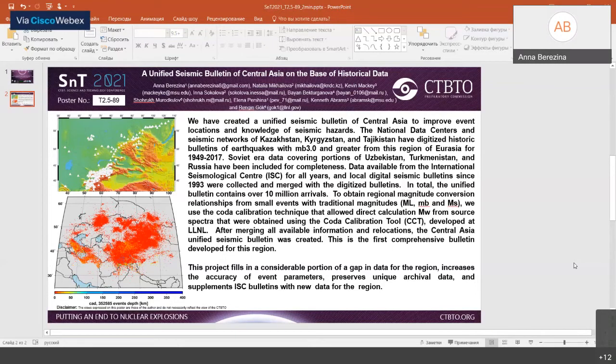Data available from the International Seismological Center for all years and local digital seismic bulletins since 1993 were collected and merged with the digitized bulletins. In total, the unified bulletin contains over 10 million arrivals.